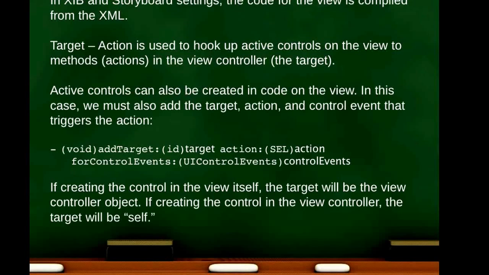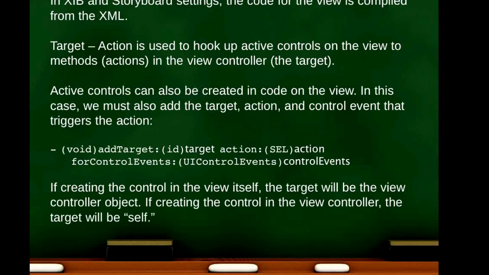Now, we can also create code to create a control on the view. In this case, we have to manually add the target, the action, and the control event that triggers the action. And Objective-C, using iOS, has a very helpful method that returns void called addTarget:action:forControlEvents:. And we're going to talk about each parameter in this list.